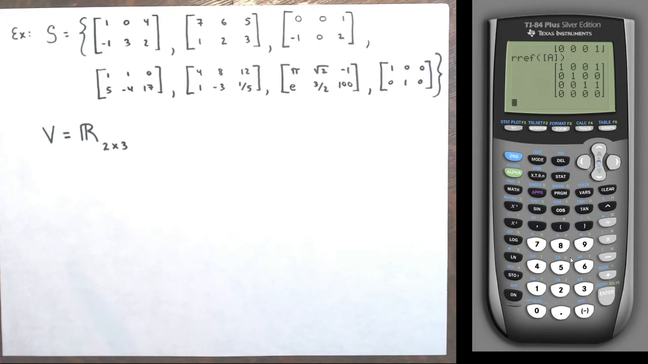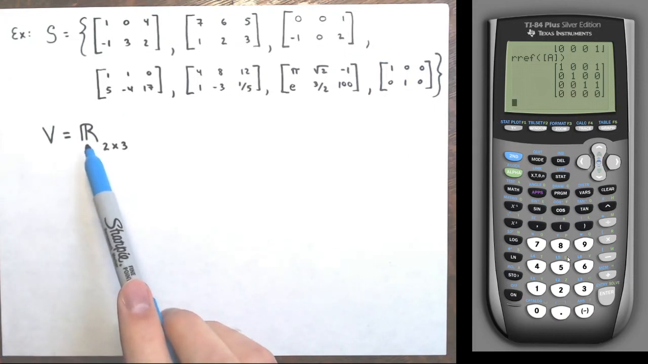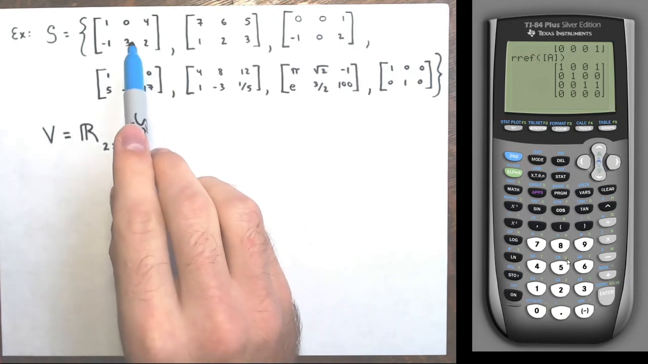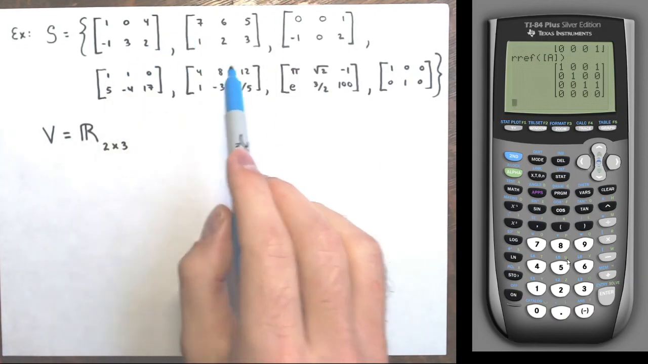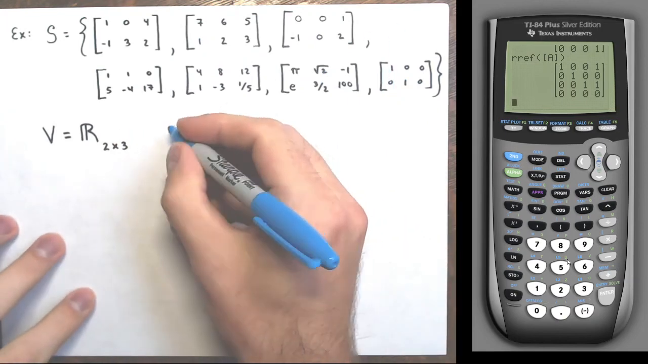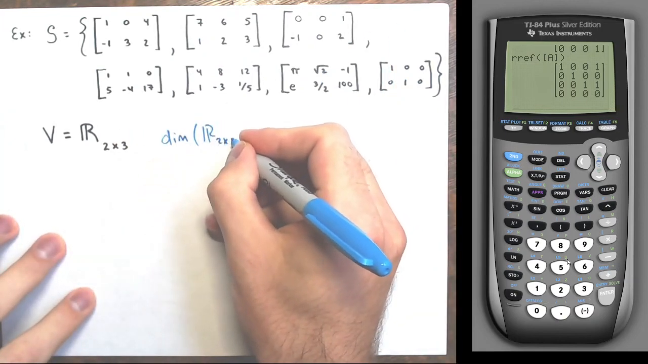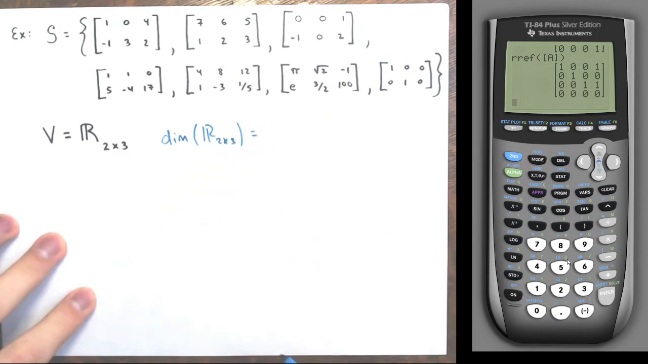So here I'm looking at the vector space of the set of all 2 by 3 matrices. So my vectors are 2 by 3 matrices. So I've got vectors 1, 2, 3, 4, 5, 6, 7. What was the dimension of our 2 by 3? Remember, the dimension of the set of m by n matrices was m times n. This is 2 by 3, so this is dimension 6. Saw this earlier.